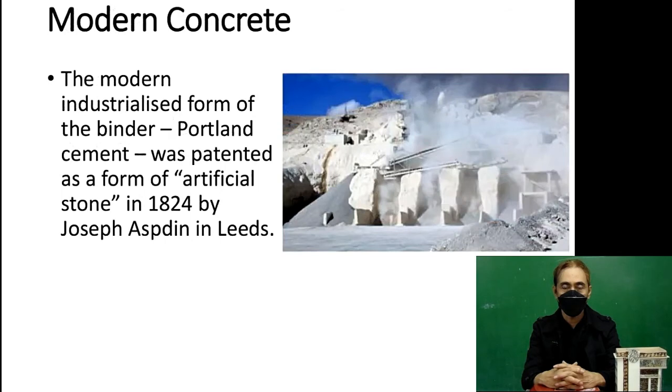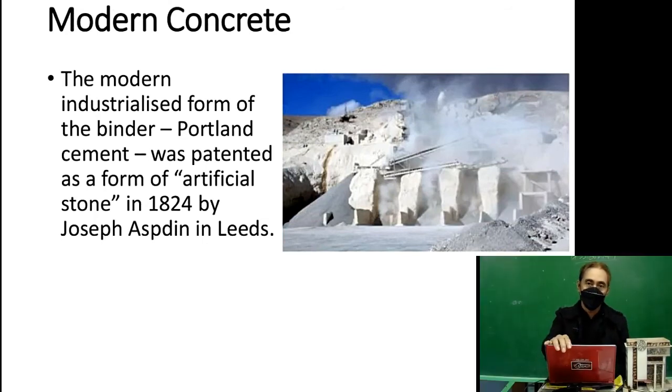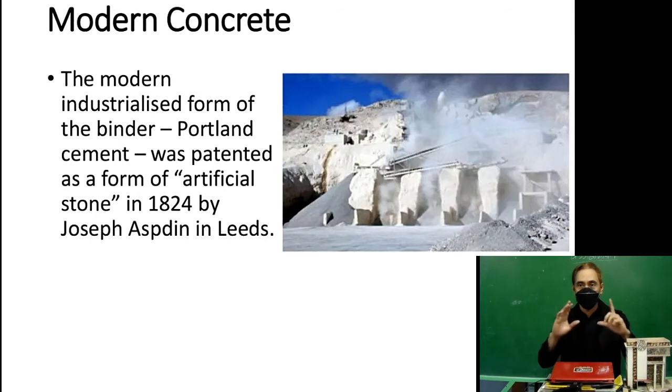The modern concrete, an industrialized form of the binder, Portland cement, was patented as a form of artificial stone in 1824 by Joseph Aspdin in Leeds. That's Joseph Aspdin.